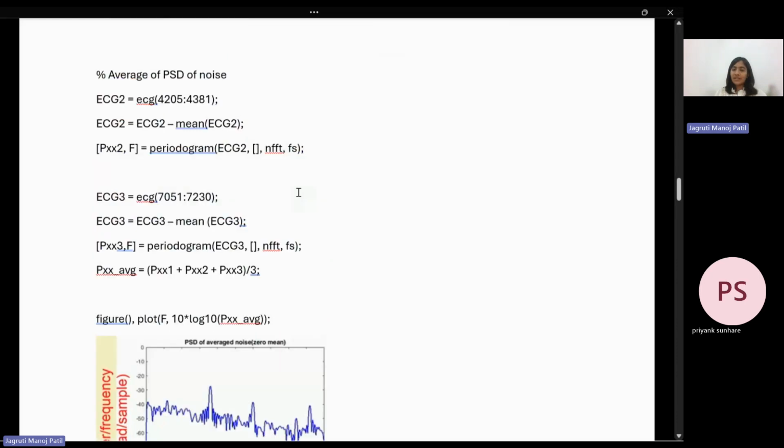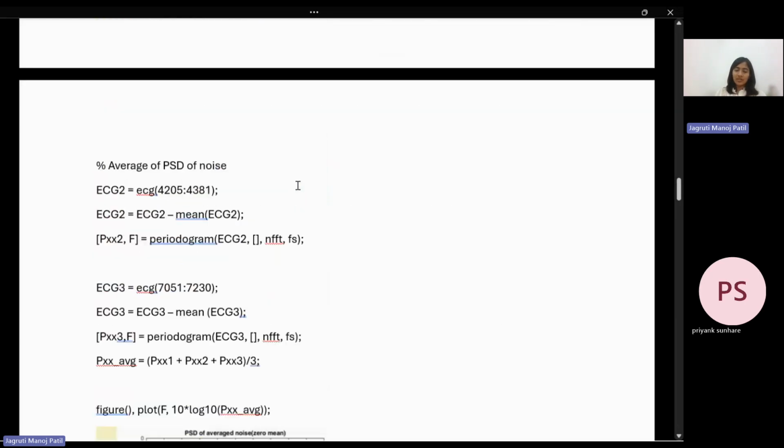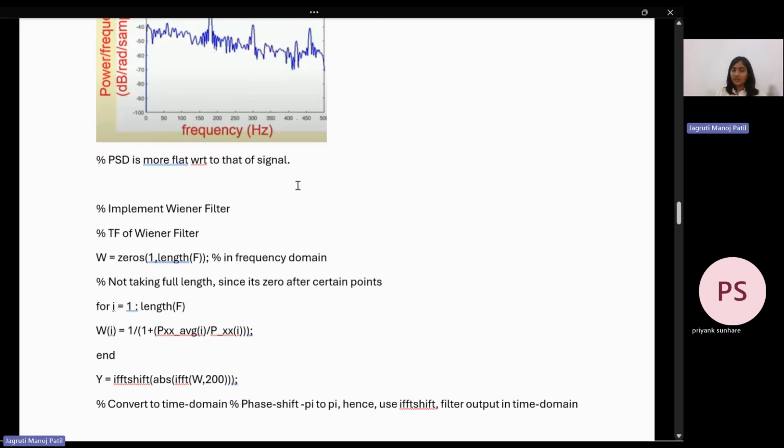Till here everything is clear, because we just did it. Now the last step is implementing the Wiener filter.